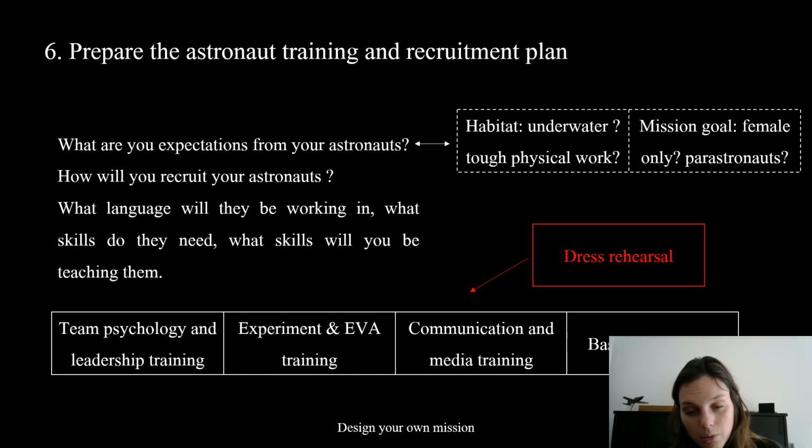Then communication and media training. By communication, I'm talking about radio communication with MCC, and about doing EVAs with the astronauts in the base. Make sure that they've understood how to talk correctly to people and how to transmit the message correctly.